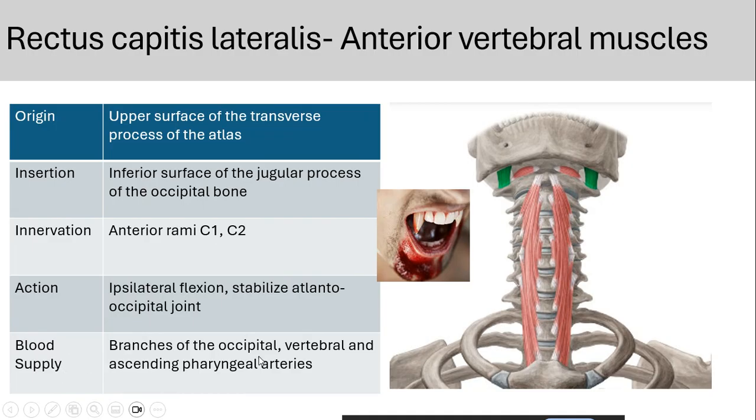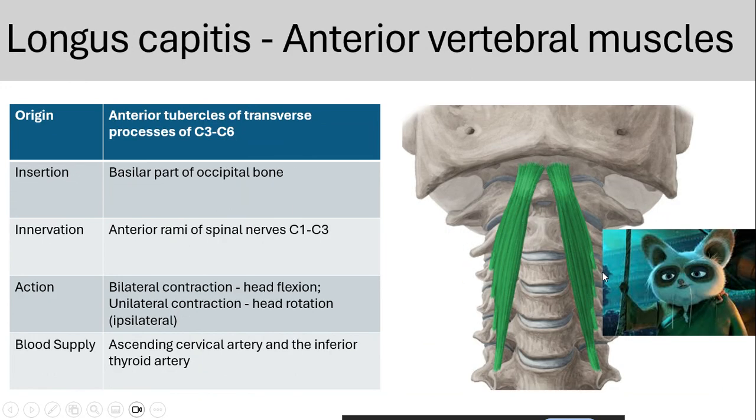Blood supply: branches of the occipital, vertebral, and ascending pharyngeal arteries. Longus capitis, right? The origin is the anterior tubercles of the transverse processes of C3 to C6. The basilar part of the occipital bone is where the insertion is.